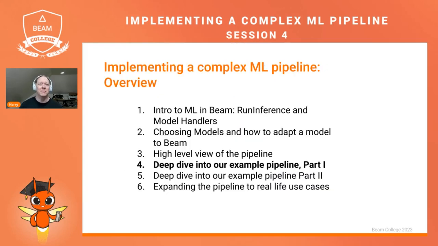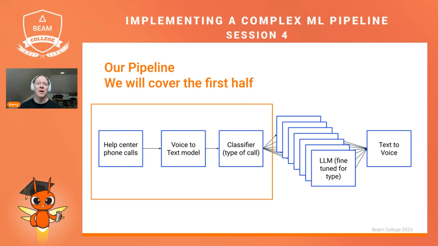So if you remember, there are these six parts that we're going through for the intermediate track this year, focusing on machine learning pipelines in Beam. And today we are ready to dive into our example pipeline code. And we're going to separate this into two parts because it is all on the complex side, but that's because we're trying to do something complex, and that's where Beam can really shine. So today we're going to cover the first half of our pipeline.